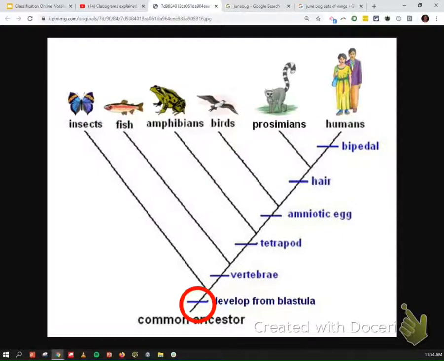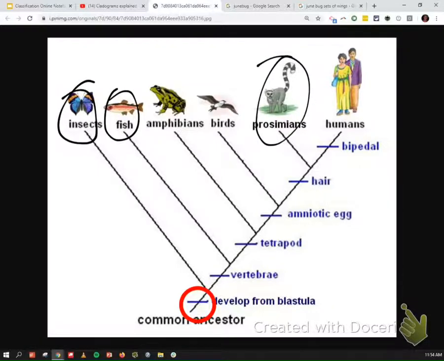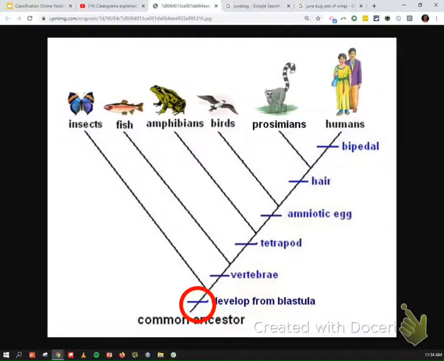So, does an insect have a blastula? Yes. Does a fish? Yes. Prosimian? Yes. But how do you know? You don't even know what a prosimian is. But you can read the cladogram. So humans also have a blastula. All right. So let's look at vertebrae.